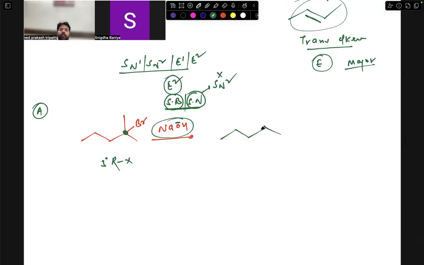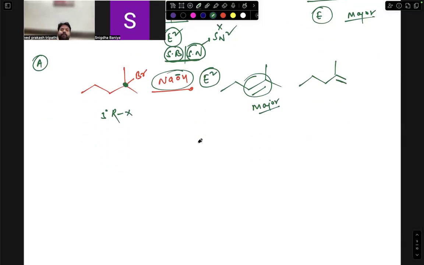Like one, the double bond should be here. One, the double bond should be either top or right. Clear? And out of them, this one would be the major because of Saytzeff. Clear? So overall, we can say it would give E2 reaction. Make sense? Any doubt about this? No. Now look at this one.